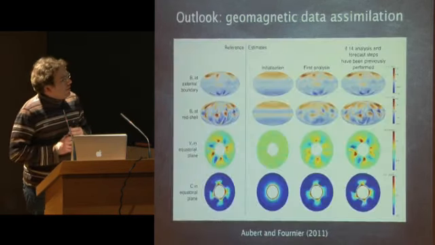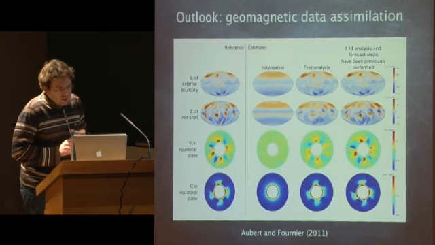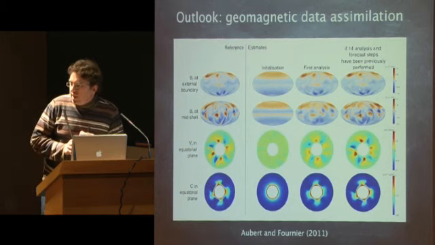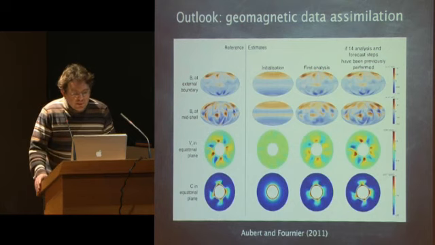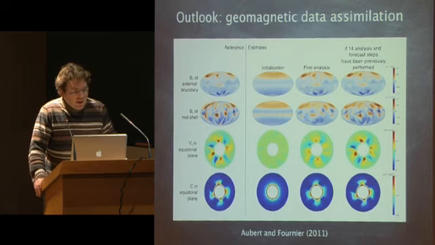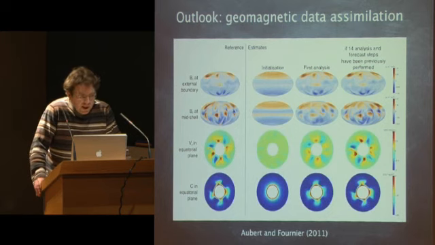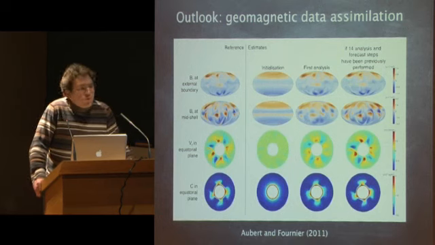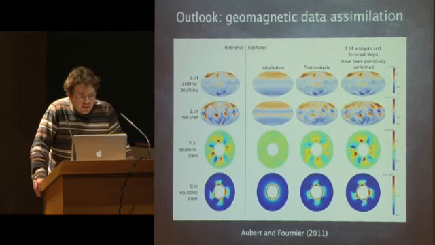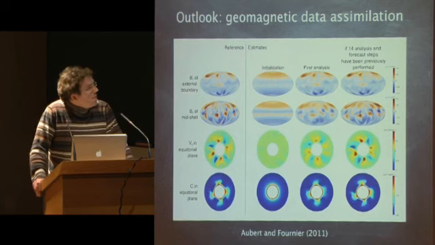So now let's move to an outlook, which is the projects that we have at IPGP and at ISTerre in Grenoble towards geomagnetic data assimilation. So the goal is to be able to produce interior images of Earth's core, as I just showed, and also to produce forecasts of the system evolution.